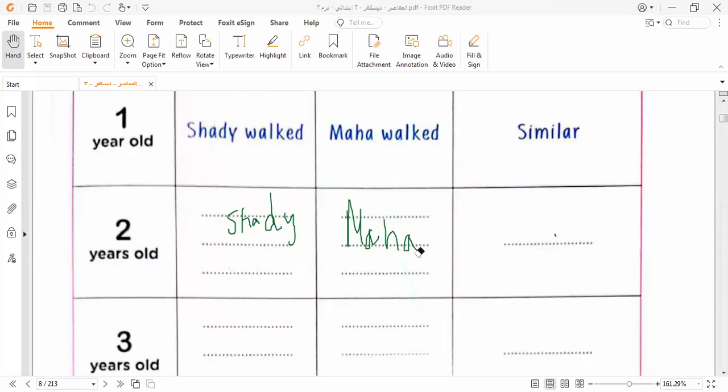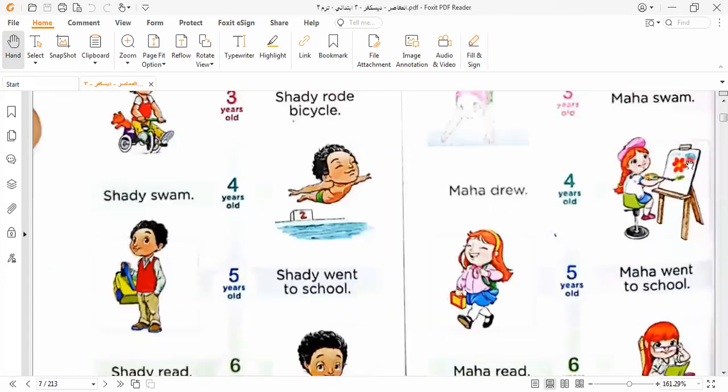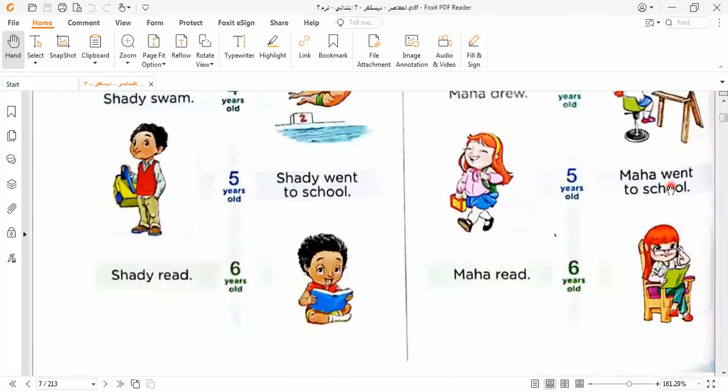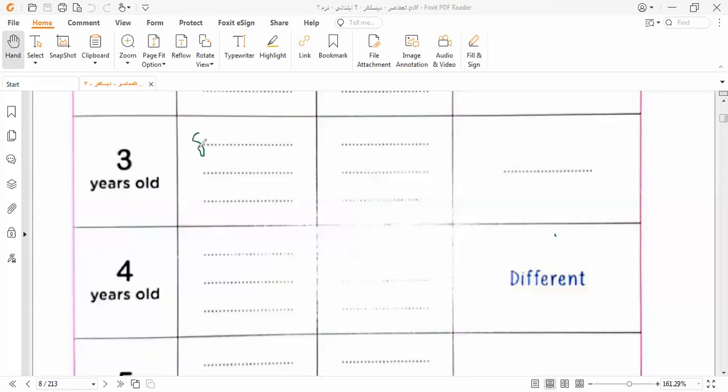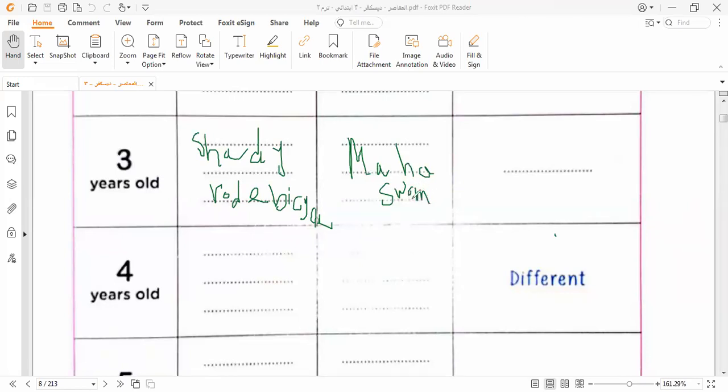What happened at 3 years in the timeline of both? We will return and write it. At 3 years, Shady rode a bicycle and Maha swam. So here we are different.